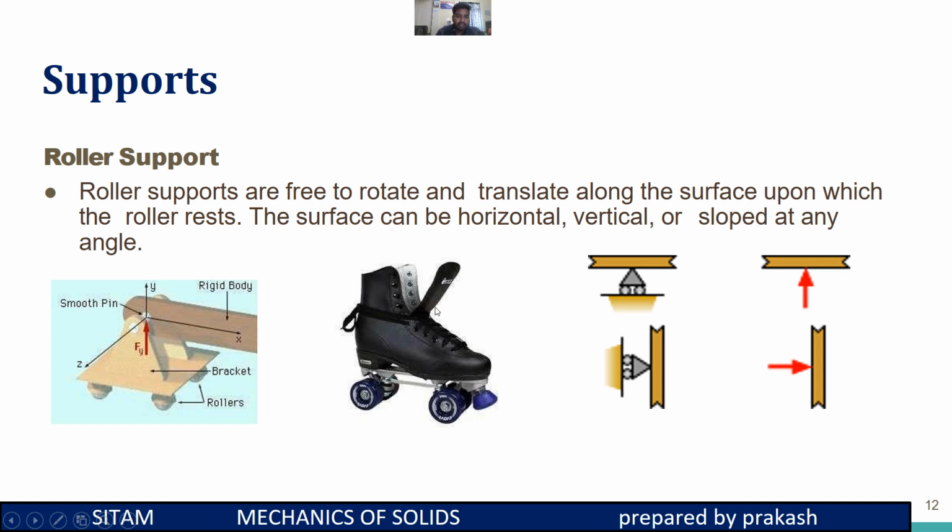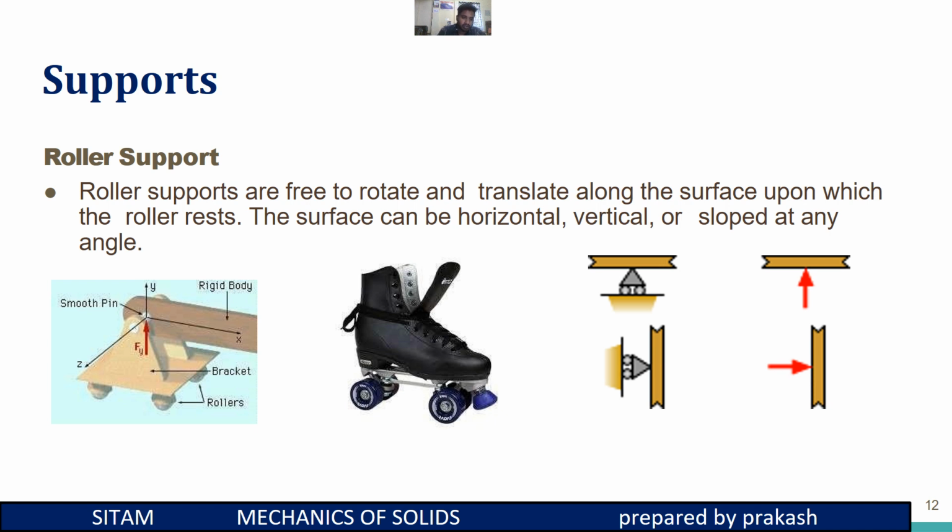So coming to the supports. There are different types of supports, and the first one is the roller support. Roller supports are free to rotate and translate along the surface upon which the roller rests. Here the surface can be horizontal, vertical or sloped at any angle.